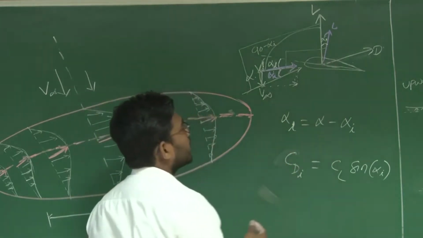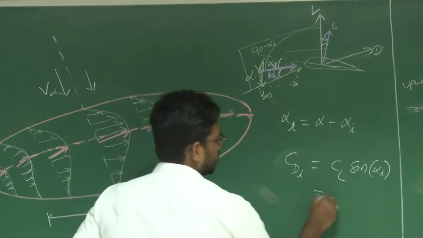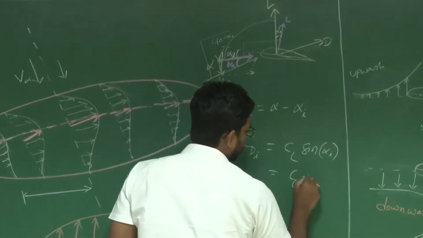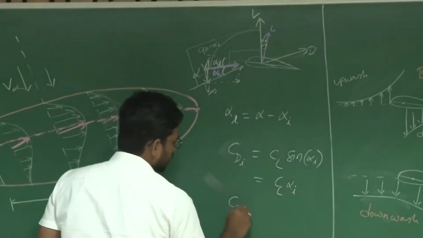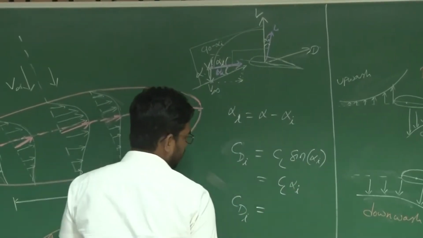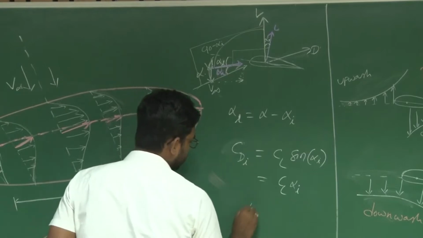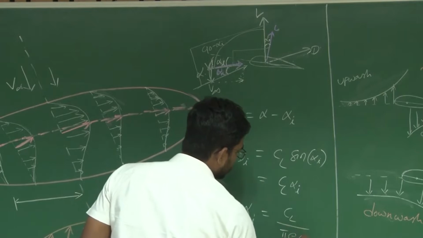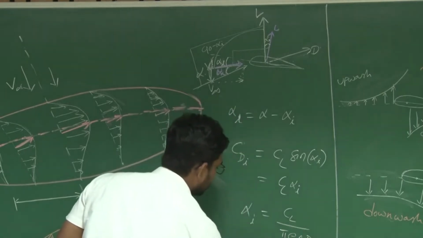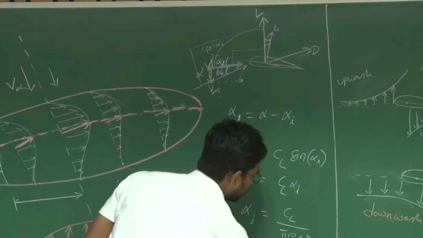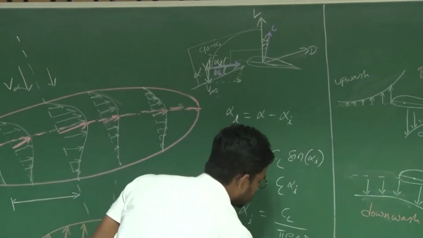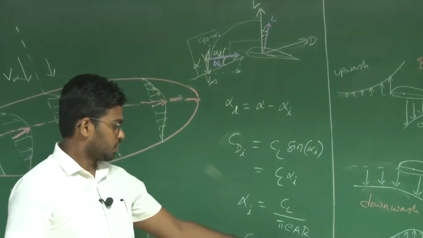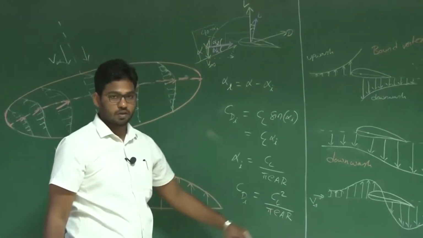Now since alpha I is small, we can assume CDI is equal to CL times alpha I. And again we know from the lifting line theory, alpha I is equal to CL by pi E AR. So CDI is equal to CL square by pi E AR. So the induced drag coefficient is equal to CL square divided by pi E AR.